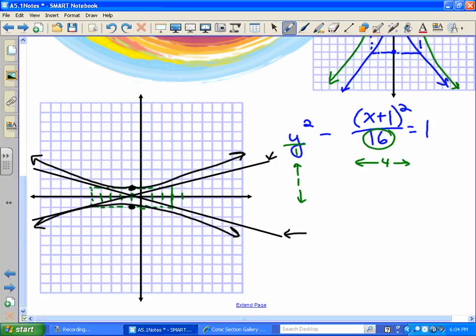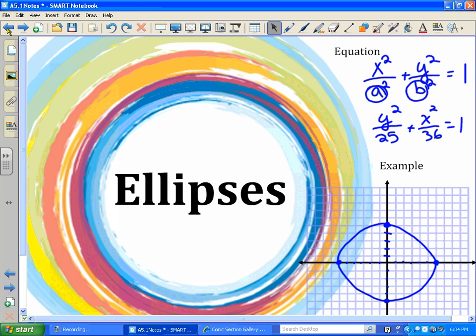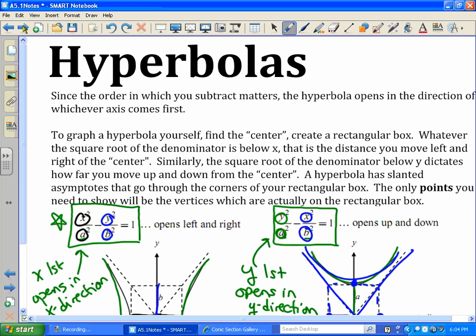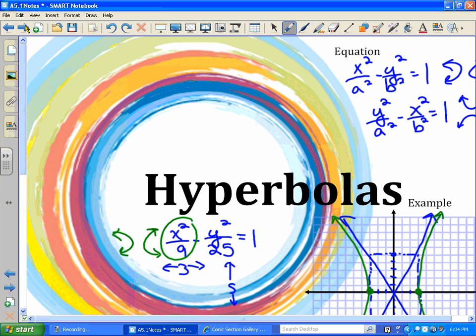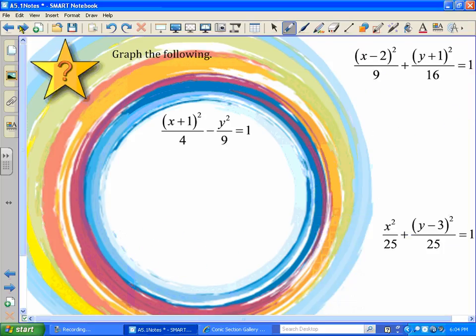Okay. So the moral of the story, if we are adding our x squared term and our y squared term, then it could be either a circle or an ellipse, right? If the radii are the same, then it gives us a circle, right? If my a squared equals my b squared, then it gives us a circle. If they are different, then it gives us an ellipse. And if it's subtraction, then it's a hyperbola, and then you just need to look at whichever one's positive, it opens in that direction. The other one, it does not.